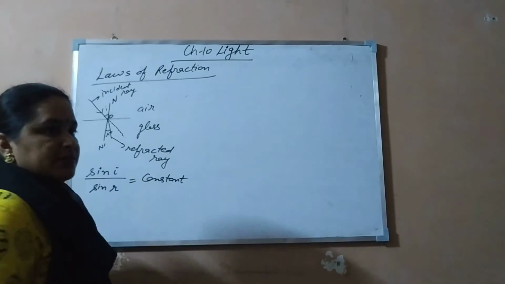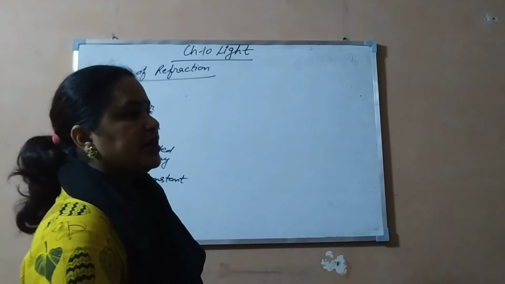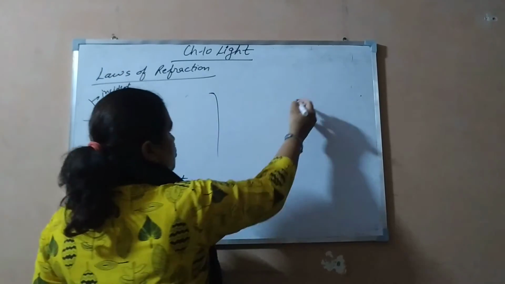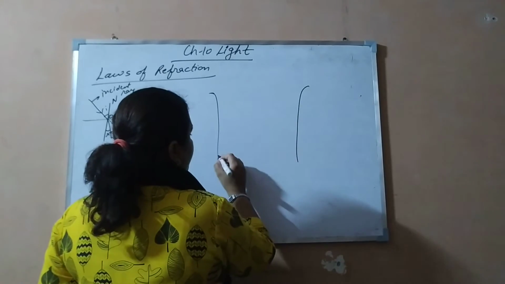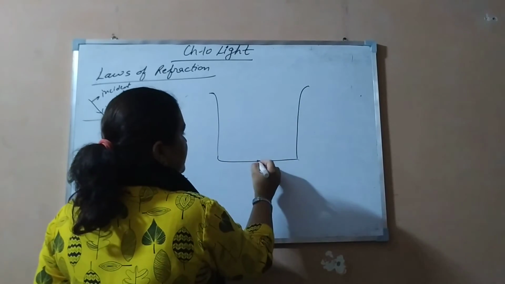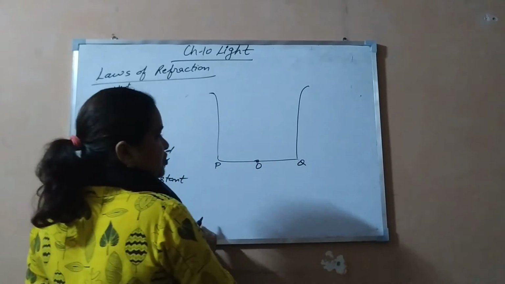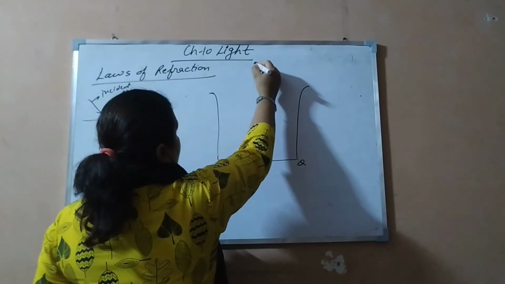Pool appears less deep than it actually is. For that, let us consider a pool we are showing here. Clear? And this is its base. Let us take this as P, Q or O position. And here is the observer.